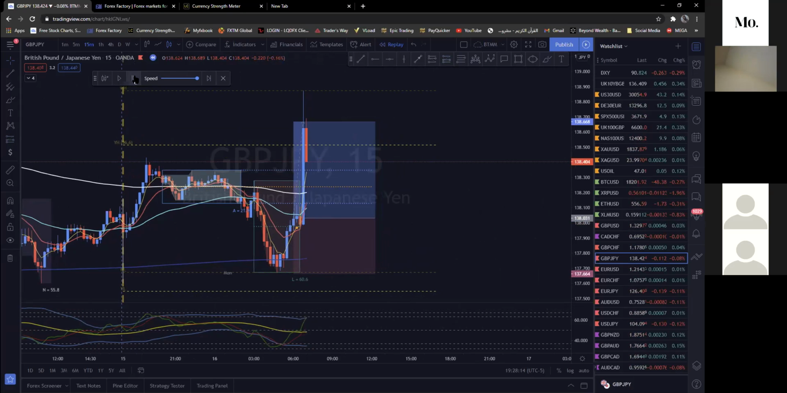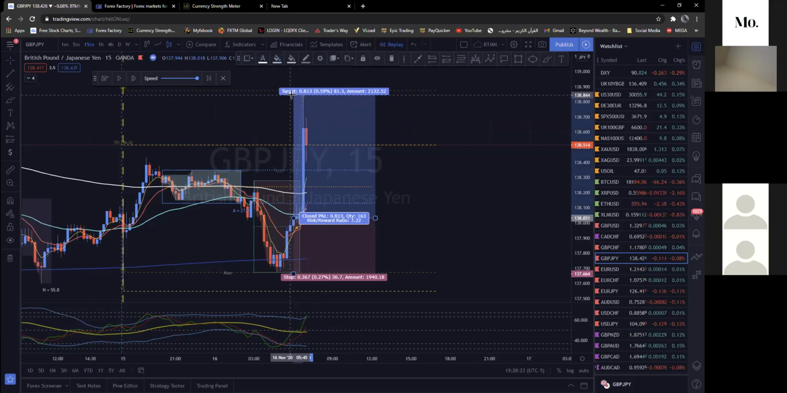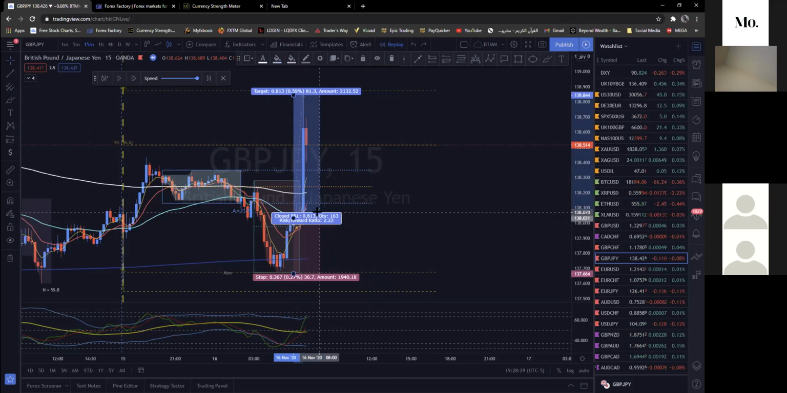As you can see, that hit TP. All right, so you would have won that trade. You would have got about 60 something pips, and if you were holding it, you would have gotten about 80 pips. All right, does that make sense? All right, cool.